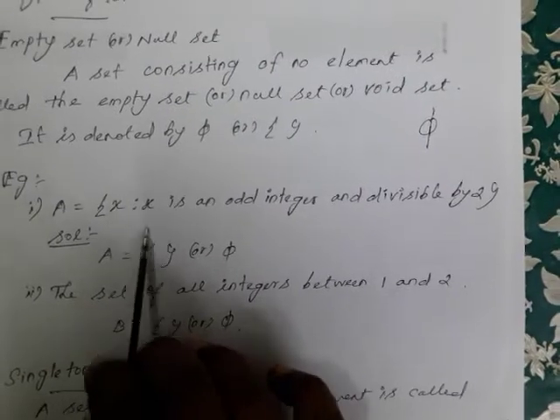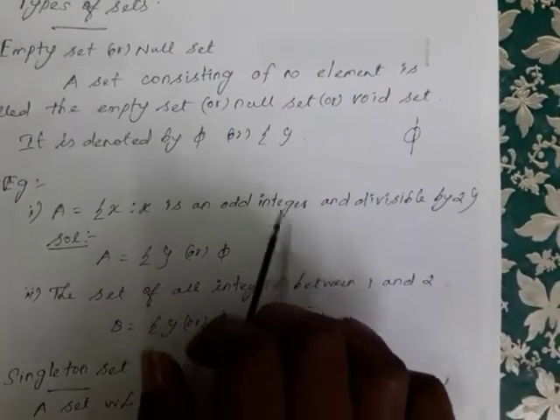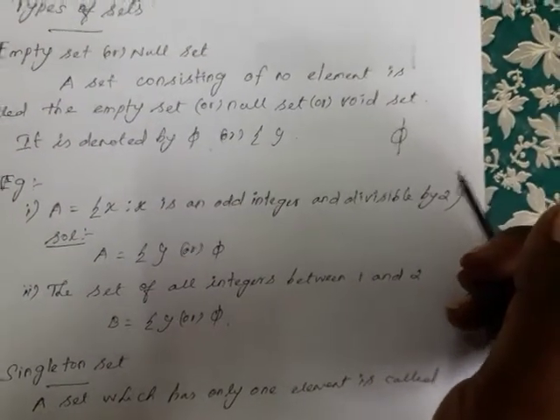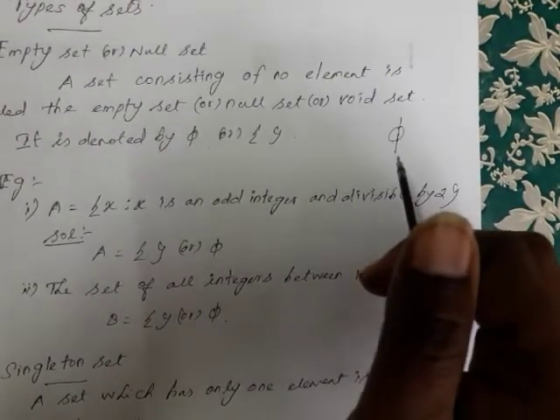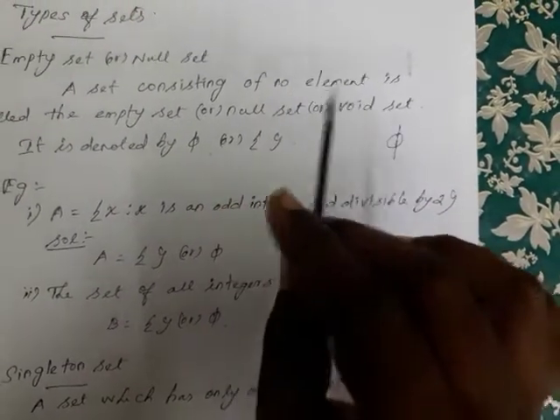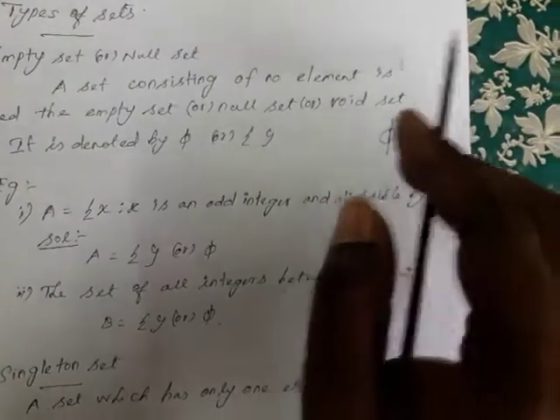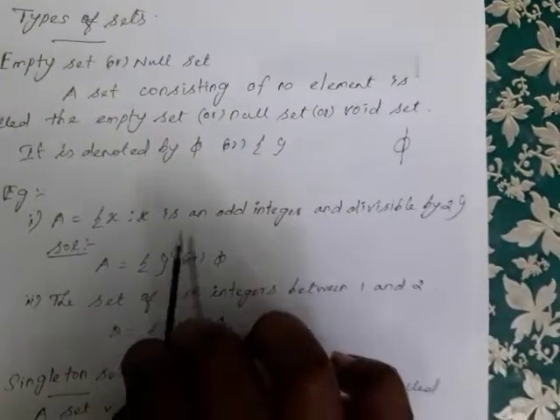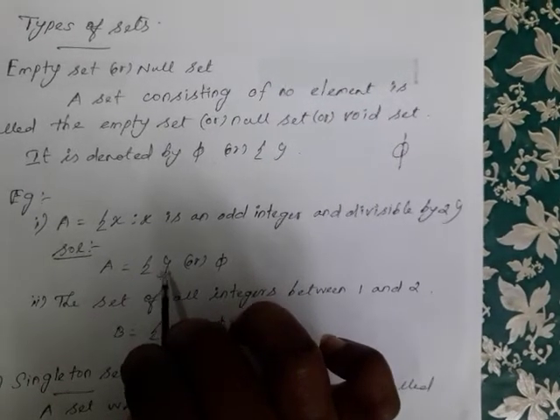For example, set A is equal to {x such that x is an odd integer and x is divisible by 2}. An odd integer divisible by 2 is not possible, because divisible by 2 means only even integers. An odd integer will give a remainder. So there are no values, so this is called the empty set.